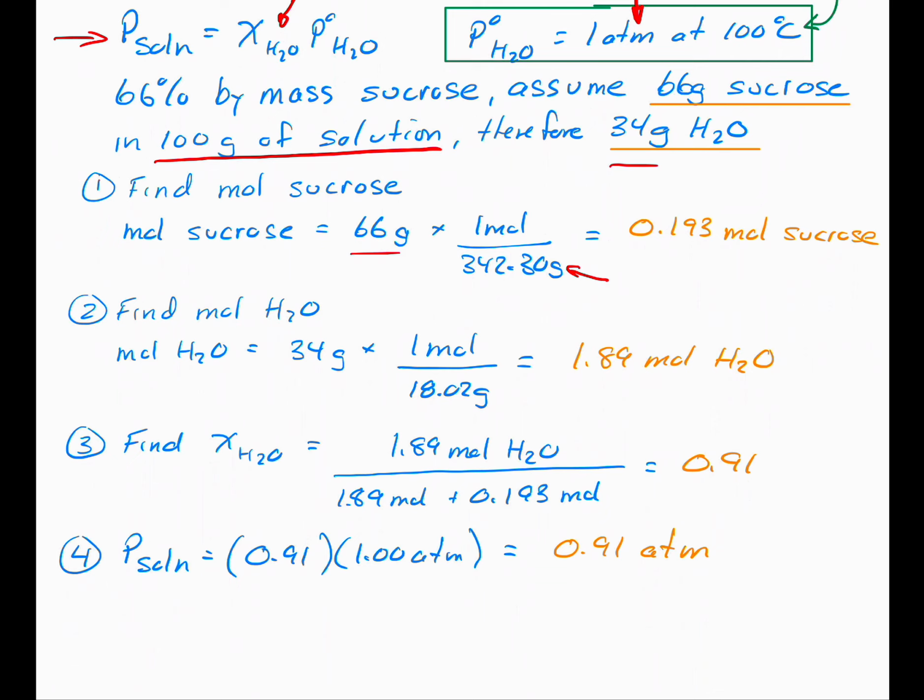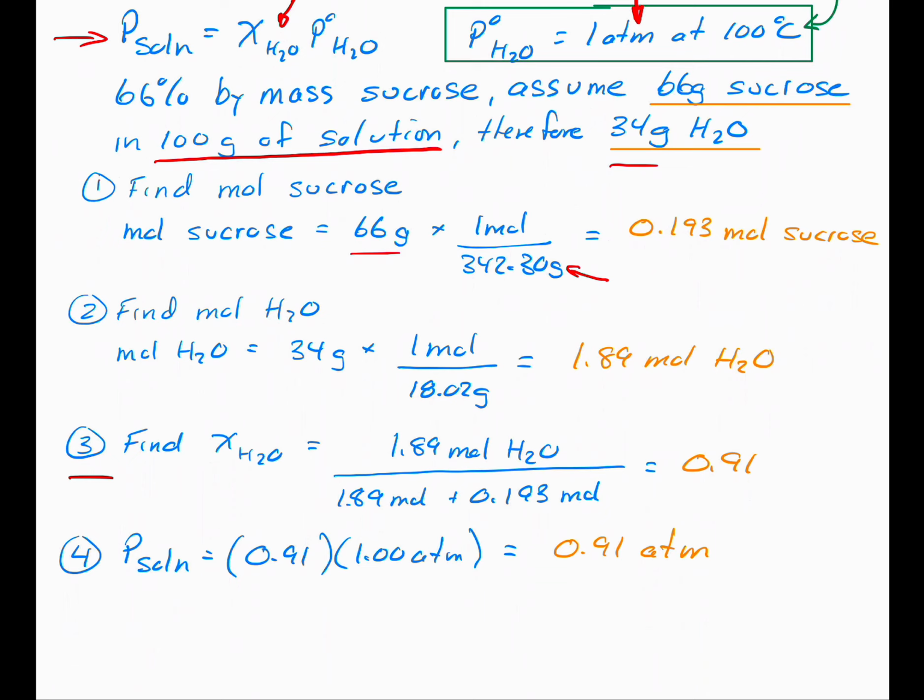Now to figure out mole fraction, step 3, we're going to have the moles of water divided by the moles of water plus the moles of sucrose. We do that calculation and we end up with 0.91. Now this number should always be less than or equal to 1. It's never going to be bigger than 1 because you can't have more than 100% of something. That's what 1 represents. And the 0.91 basically means 91% of this particular solution by moles is water.